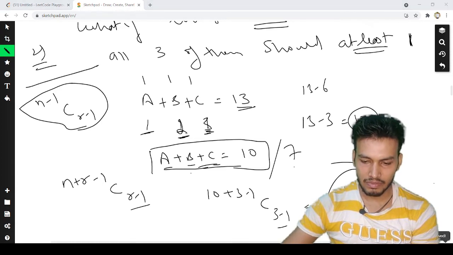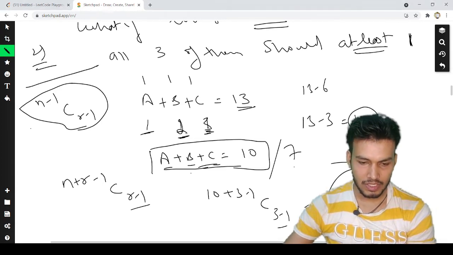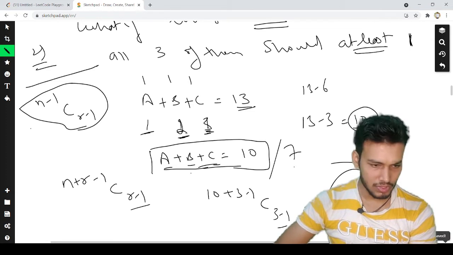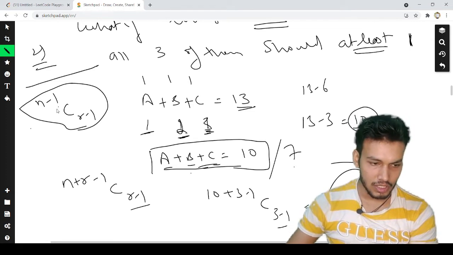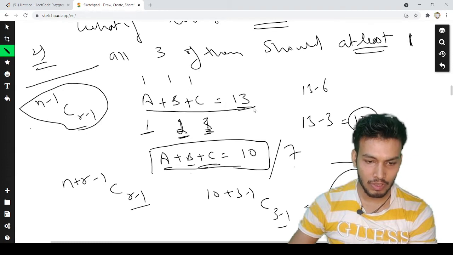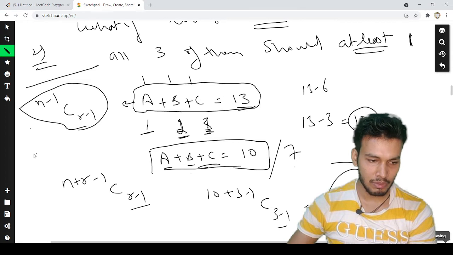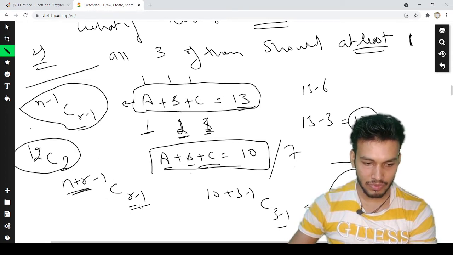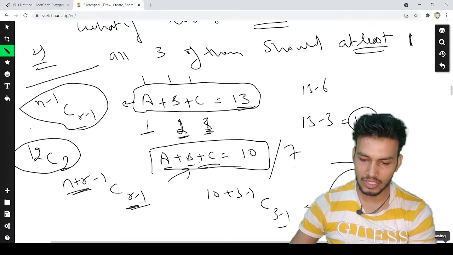So in case of the at least condition, you can basically see here that n minus 1 C r minus 1 is what you will be applying on the base condition. So it will be again 12C2, right? And here also, applying this formula on the upgraded condition will also give us 12C2. Okay, so this is one thing.